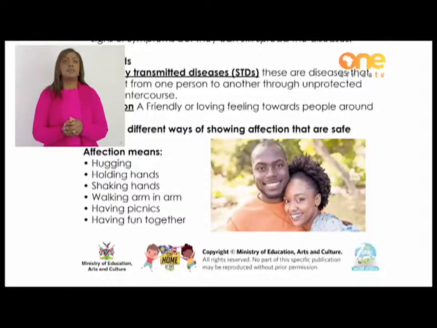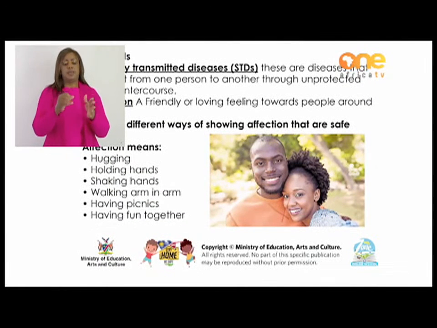Okay, before we move on, we need to look at our keywords. The first one is sexually transmitted diseases, STDs. These are the diseases that transmit from one person to another person through unprotected sexual intercourse. And then the second keyword is affection. Affection is a friendly or loving feeling toward people around you. Our first competence says a learner in grade 7 must be able to describe different ways of showing affection that are safe.